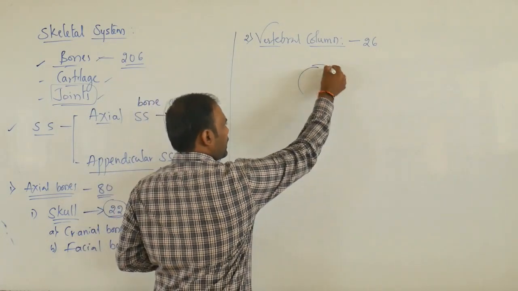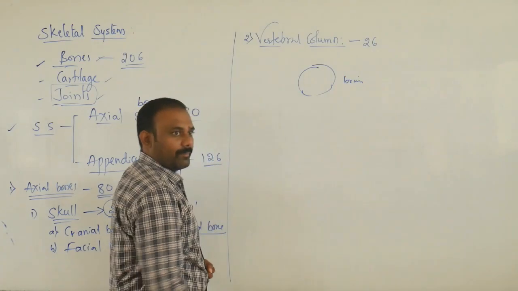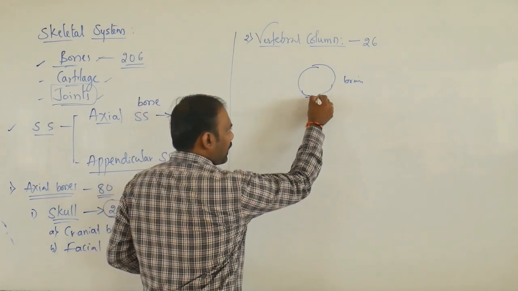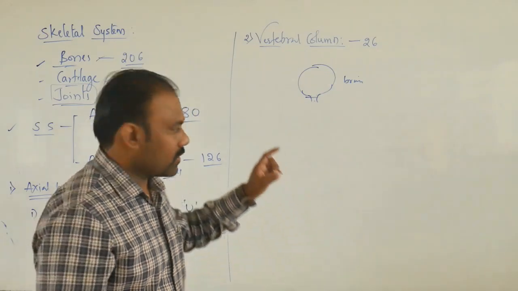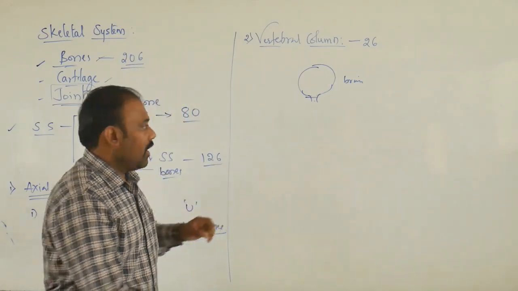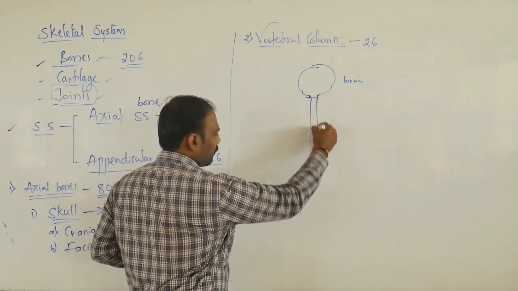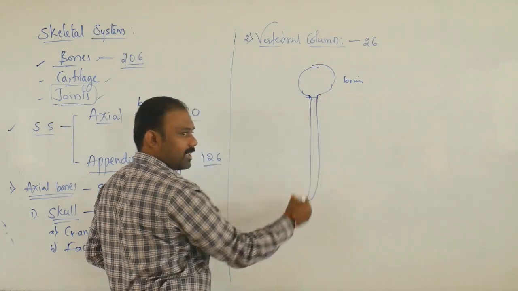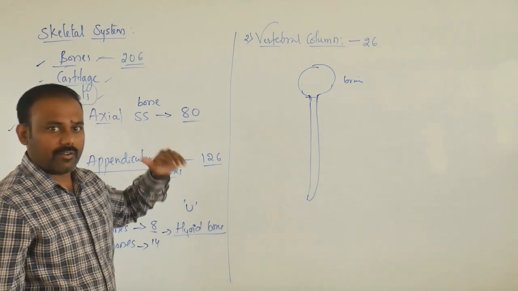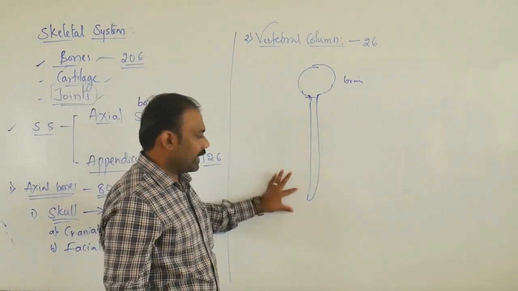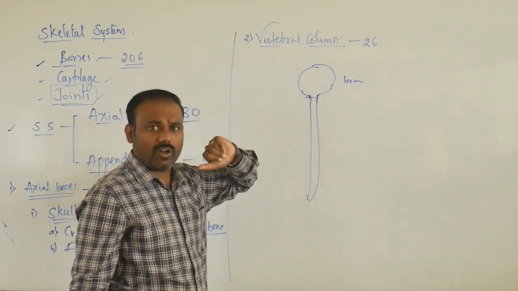Imagine this is considered as a brain. And the last part of the brain is considered as medulla oblongata. Yes or no? And from the medulla oblongata we will be having, yes, this part considered as vertebral column, which runs from the neck till the pelvic region. So that extended part is considered as vertebral column.